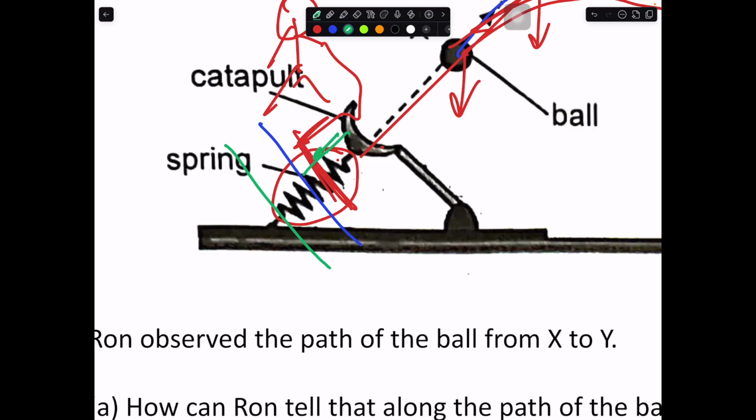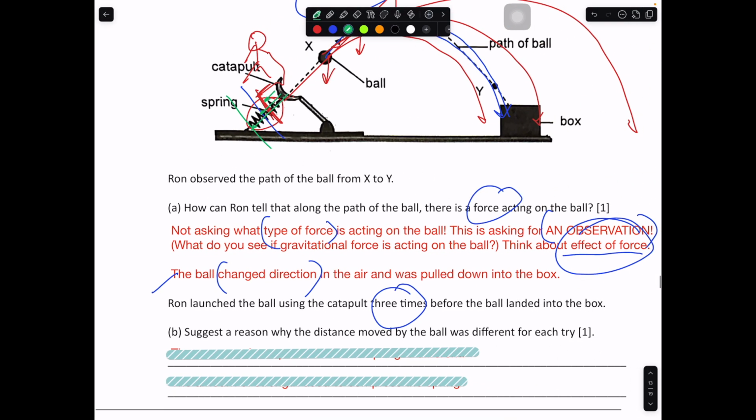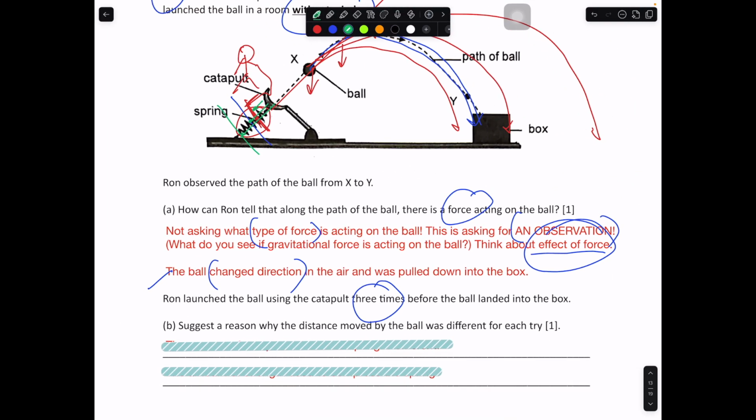So if the amount of compression is different, the amount of elastic spring force acting on the ball will be different. Therefore, they will travel different distances. Basically, in this part, he did not keep the strength used to compress the spring the same. So every time the result is very much different.